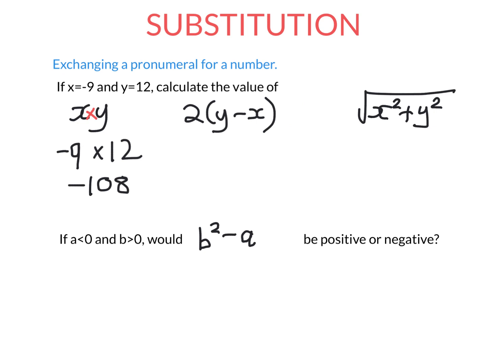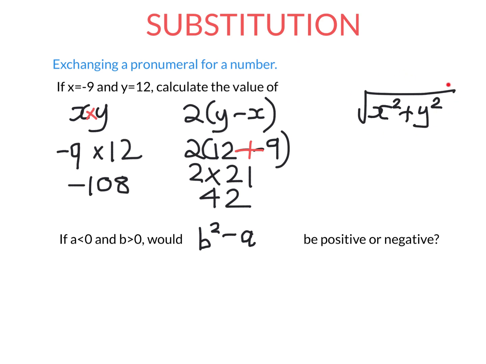Let's try this one here, 2(y - x). So I'm going to replace y with 12, minus, now I'm going to replace x with -9. From order of operations, we do what's in the bracket first. 12 subtract -9 becomes 12 plus 9, two negatives next to each other. So it's 2 times 12 plus 9, which is 21, which equals 42. So once again, if no operation is written between numbers and pronumerals, it is times. That's why I did 2 times 21.